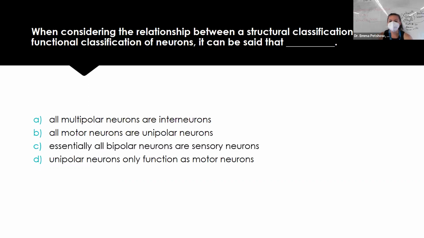A few more. I think this is the last one, then we'll take a break. When considering the relationship between a structural classification and a functional classification of neurons, it can be said that all multipolar neurons are interneurons. All motor neurons are unipolar neurons. Essentially, all bipolar neurons are sensory neurons, and unipolar neurons only function as motor neurons. The tricky question, this is more like NCLEX, how they word things to make it not make straightforward sense. Think about what you know is true about these different types of neurons. Think about which is the best answer based off of what you know is true.